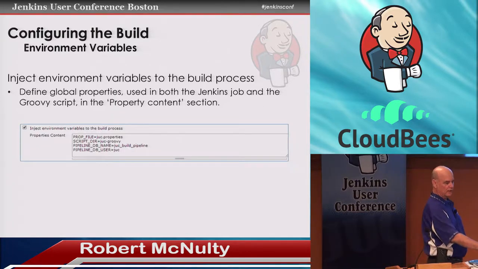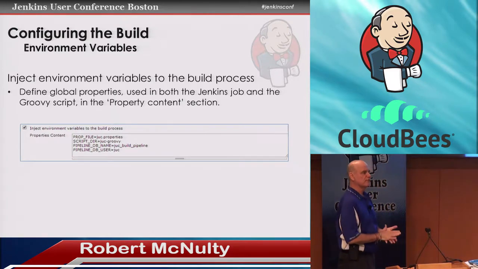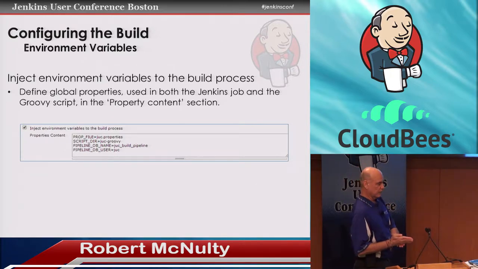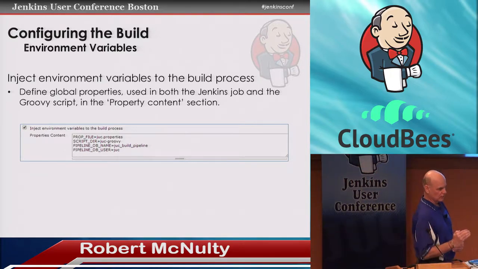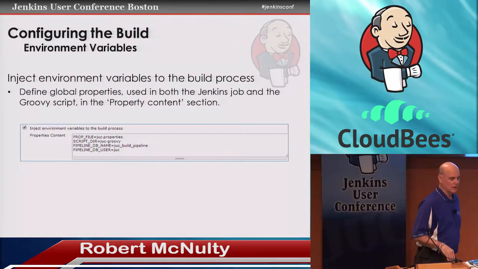Now the properties file, that's the main properties file. We're going to be passing back and forth the name of this properties file from Jenkins to Groovy, back to Jenkins, back to Groovy. And basically that's how we're passing all our variables. Realistically, we could pass all of these variables on the command line, but when you have a 100 or so, that's not practical.